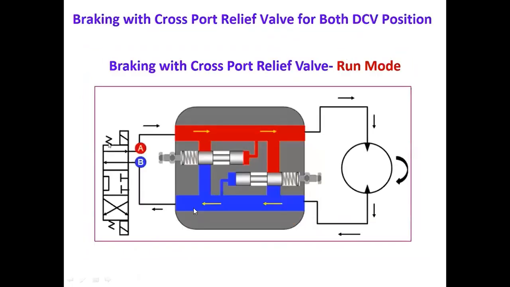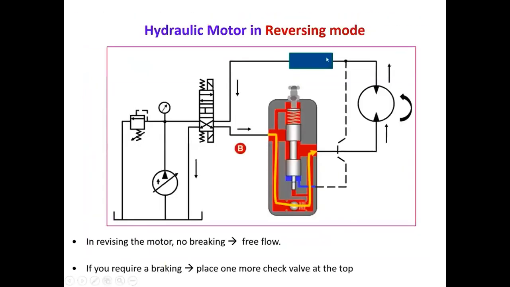If you require braking, press one or more check valves at the top. In reversing the motor, no braking, free flow. This is our basic circuit. This is our three position valve. Here, the liquid is going like that in reverse position. In the second or cross position, the liquid is going like that. Then in this, like that, and return to the position.